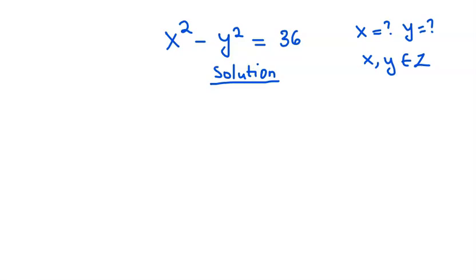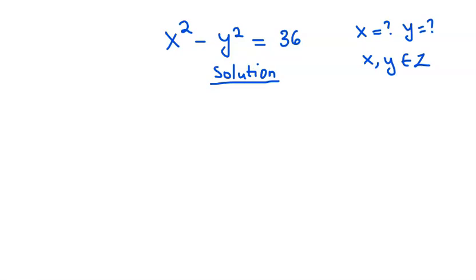Today we have this interesting Olympiad mathematics problem. We're given the following equation: x squared minus y squared is equal to 36, and we're going to find the x and y values. This is just one equation with two different variables, and we're asked to find the value of x and y, given that x and y are integers.